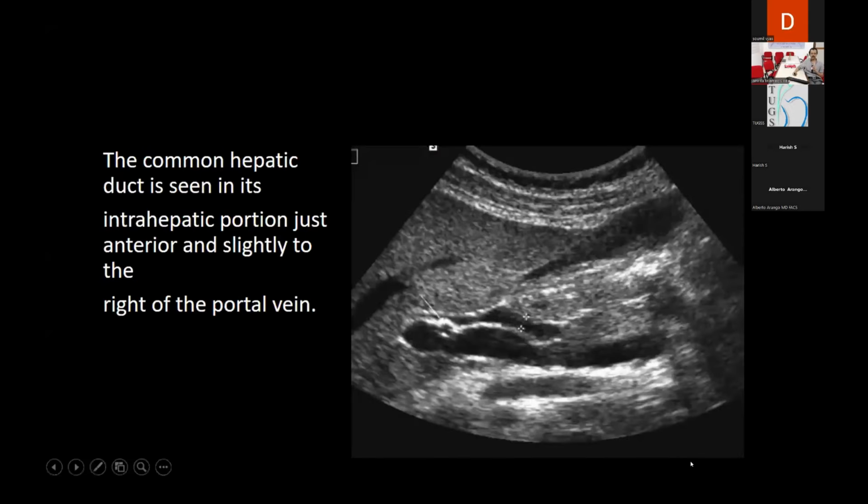And this is an ultrasound showing the portal vein and the bile duct parallel to it. Just anterior to the portal vein, you have the bile duct. Now, if this is as big as a portal vein, then that means that there is an obstruction to the biliary system.